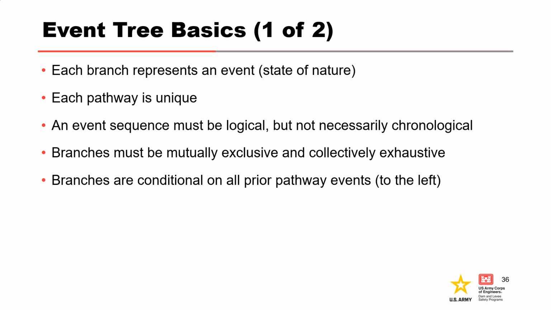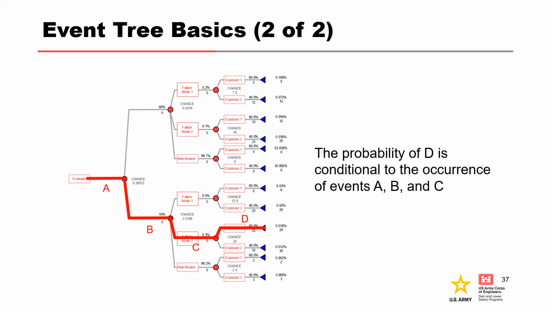Event tree branches are conditional on all prior pathway events. These are the events that are to the left in the tree, as shown on the next slide. The probability of D is conditional on the occurrence of events A, B, and C.